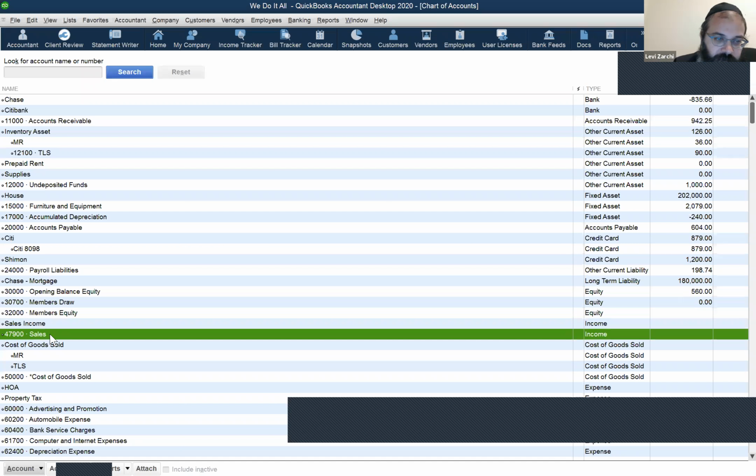Why did they pick 47,900, for whatever reason? This is in their chart of accounts. We started this particular company, but if you had other companies, they would have designated sales other numbers, like maybe 4,500, maybe 40,000 would have been sales. They created different charts of accounts for different companies.